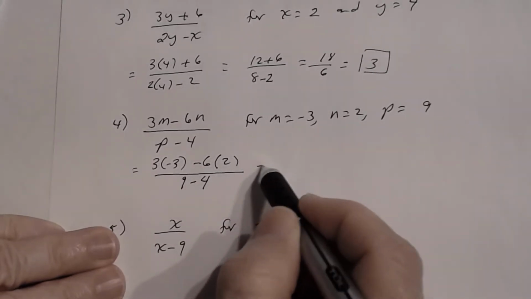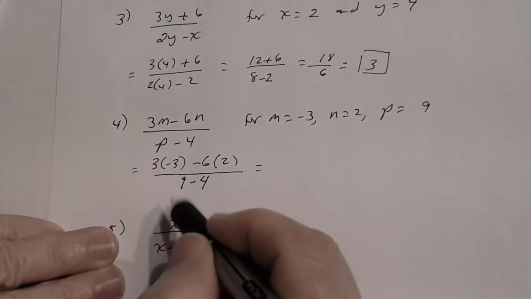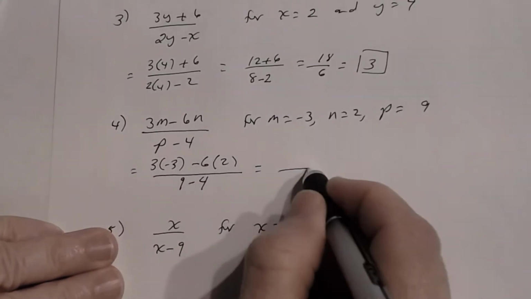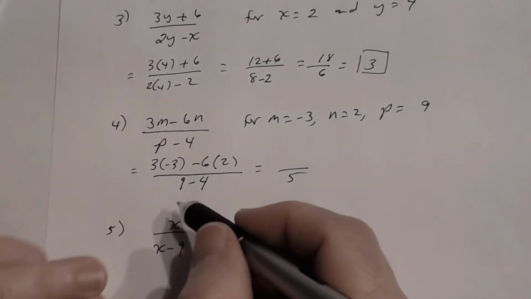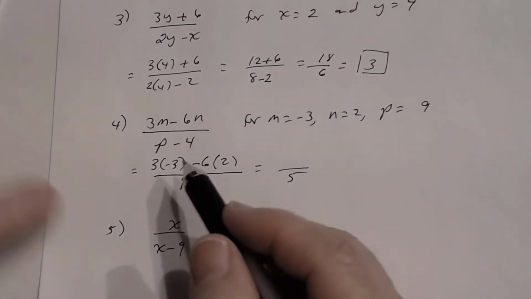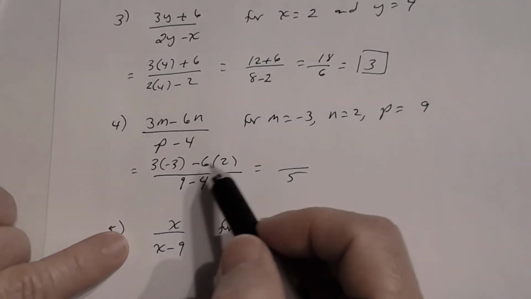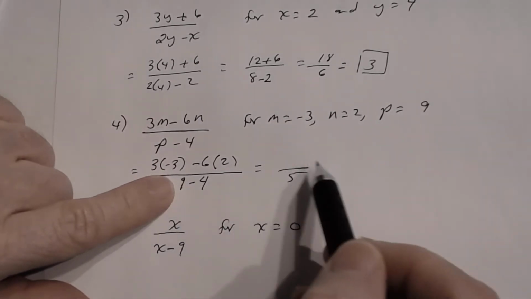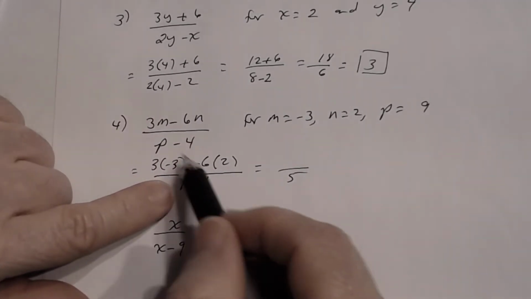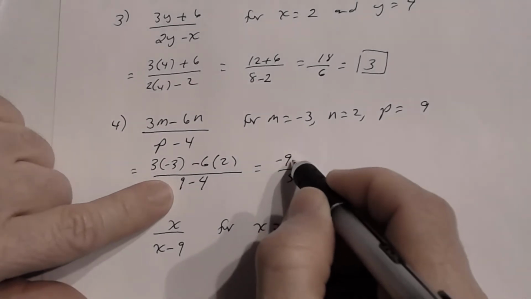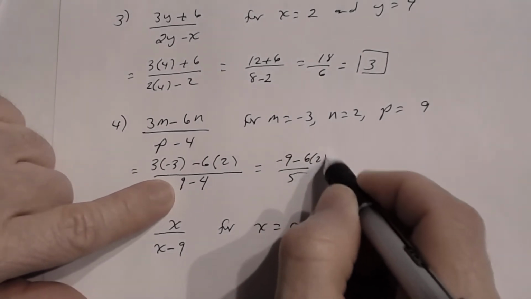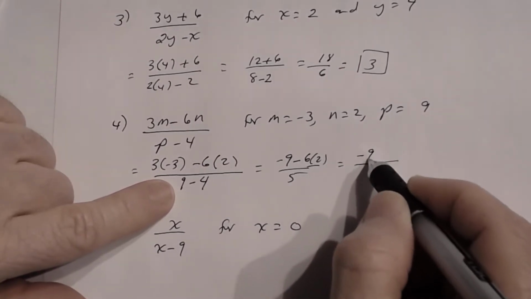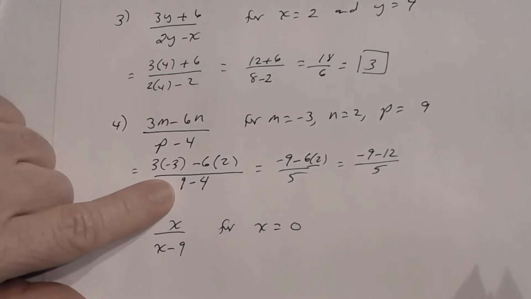If you look at the denominator, and it didn't matter which one you go to first, but I went to the denominator first because that's easy to deal with. What's 9 minus 4? 9 minus 4 is 5. Let's look at the numerator. In the numerator, you have a multiplication and a subtraction. So let's do this multiplication first. I'm going to do the numerator in steps. 3 times -3 is -9, so I get -9 minus 6 times 2. Now let's do this multiplication. So that becomes -9 minus 12, divided by 5.